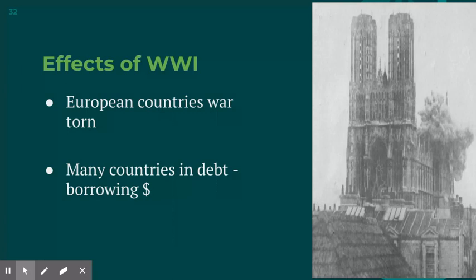So part of the reason that our stocks in our companies here in the United States were so inflated and kind of out of touch with reality was the fact that we were loaning a lot of money. Companies were loaning lots of money to European countries to help them rebuild. So many countries were in debt from borrowing money. And here in the United States, many companies and our government were owed money.